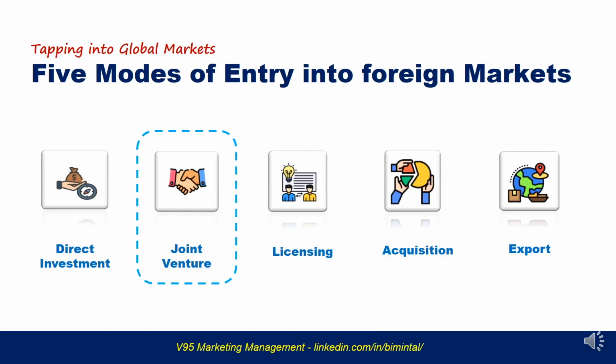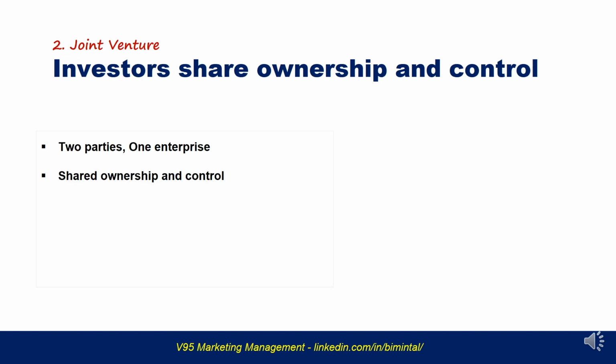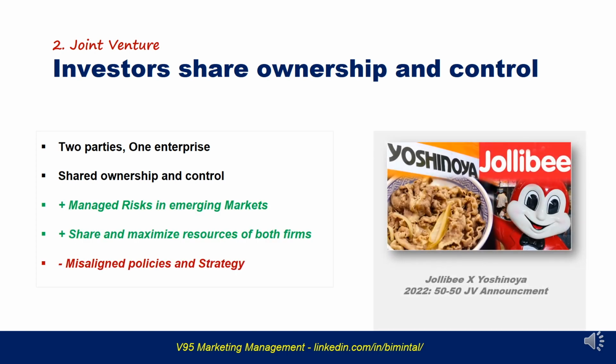The second mode of entry is joint venture. Joint venture is a combination of 2 or more parties that seek the development of a single enterprise. In 2022, Jollibee Group formed a 50-50 joint venture with Yoshinoya Japan to establish the Yoshinoya Jollibee Foods to relaunch the Yoshinoya brand in the Philippines.